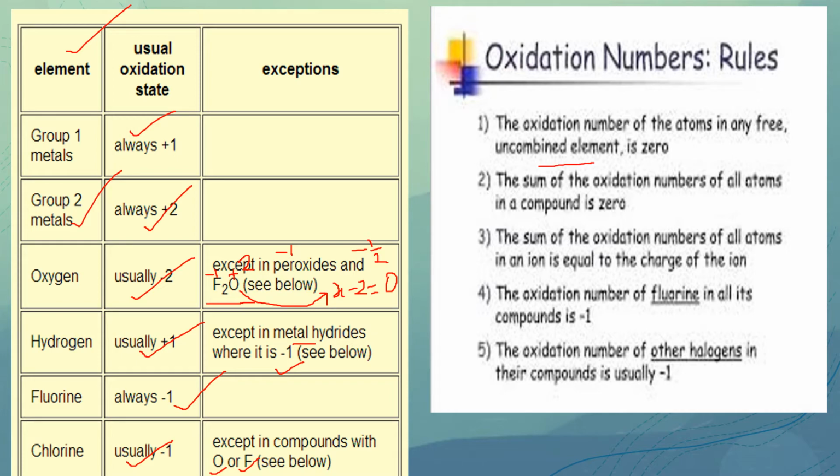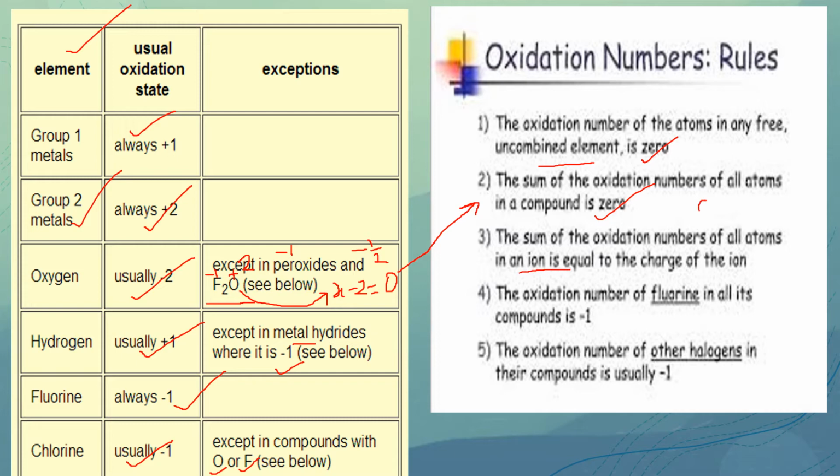will be 0, like H2, Cl2, Na. The sum of the oxidation numbers of all atoms in a compound is 0. I have been using it. We are taking the sum as 0 because neutral compounds are neutral. And the sum of the oxidation numbers of all atoms in an ion is equal to the charge.